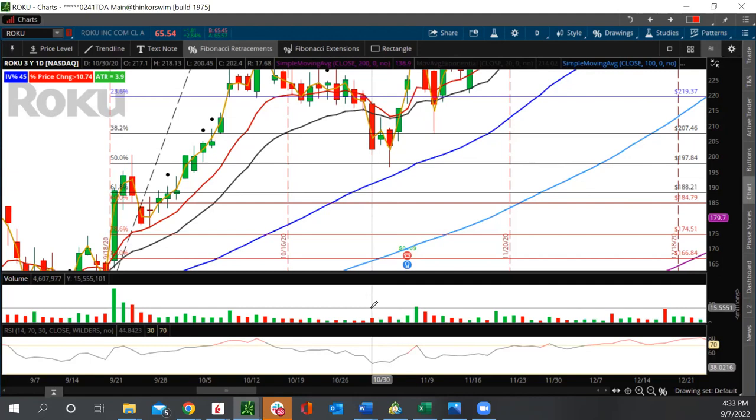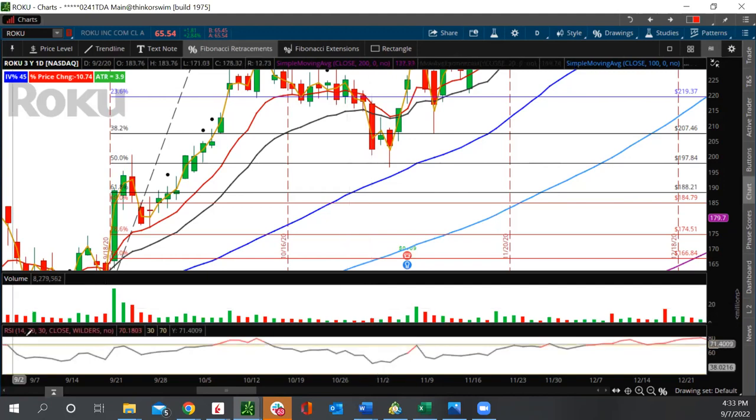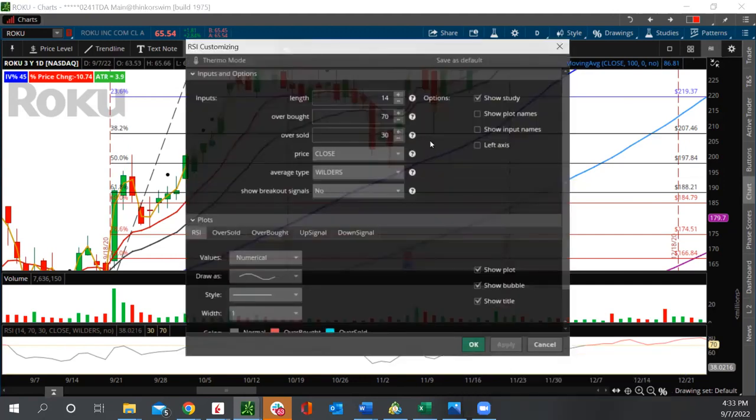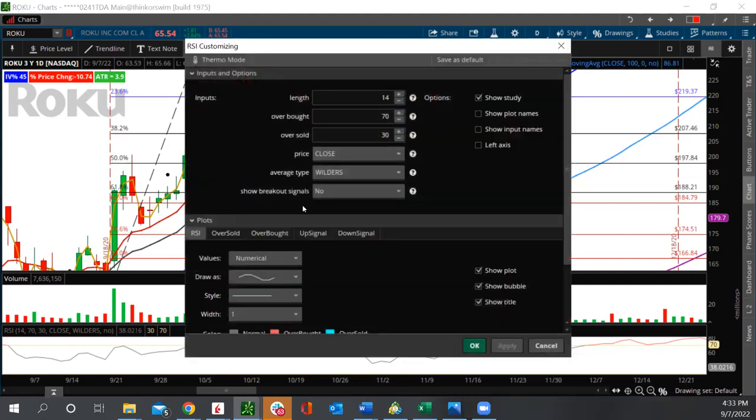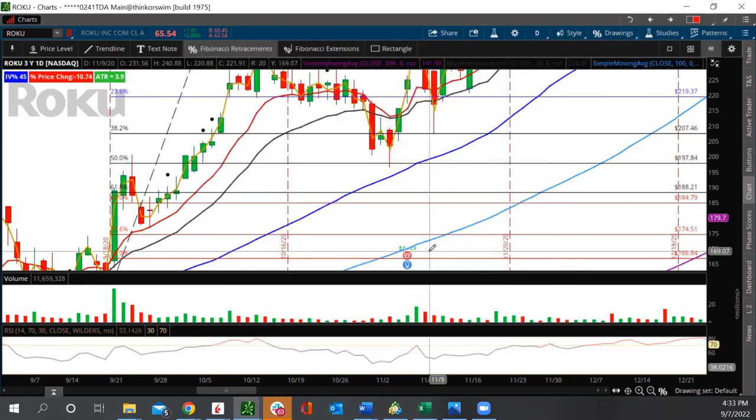So RSI all it determines is levels that are overbought and oversold. These are the default settings. I didn't manually change these. These are just the standard settings that you get when you pull up RSI. I know Woodshed uses RSI a lot. The idea behind RSI is that it will tell you levels when price is overbought and oversold.